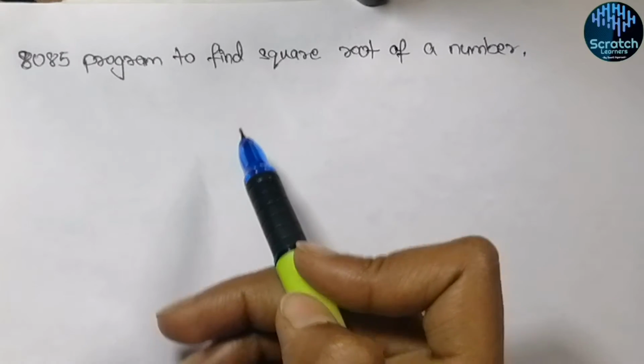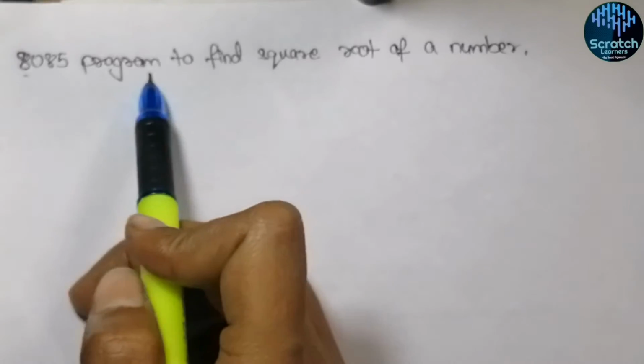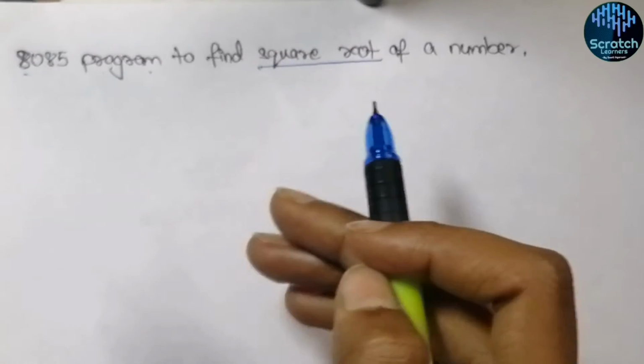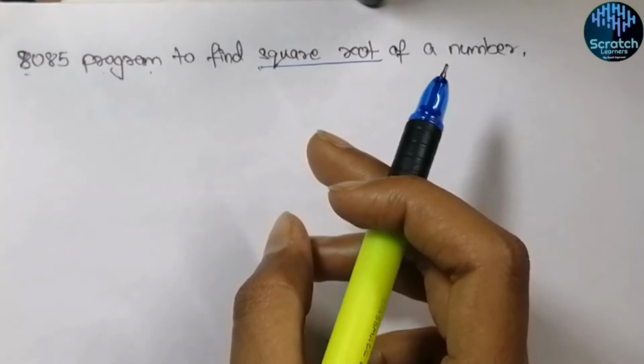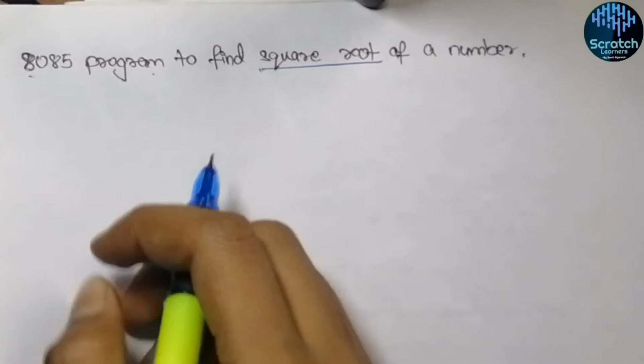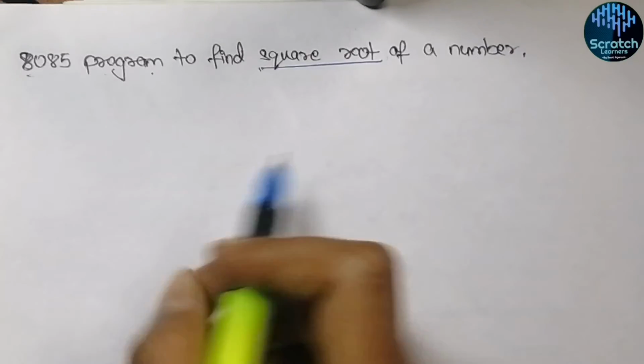So today's topic is to write the 8085 program to find the square root of a number. We'll be inputting a hexadecimal number and we need to find the square root of that number. So let's see how we will do this.